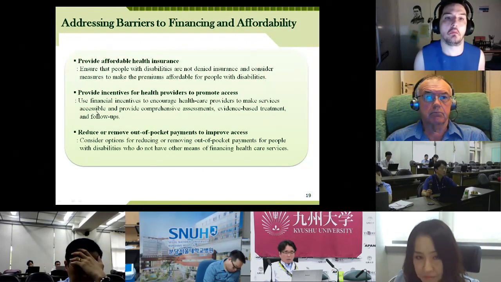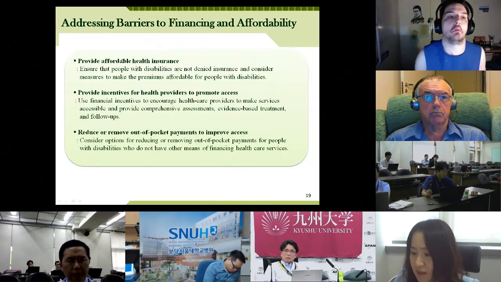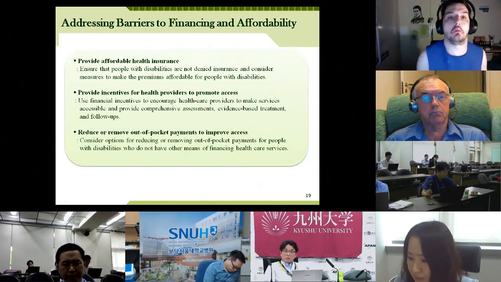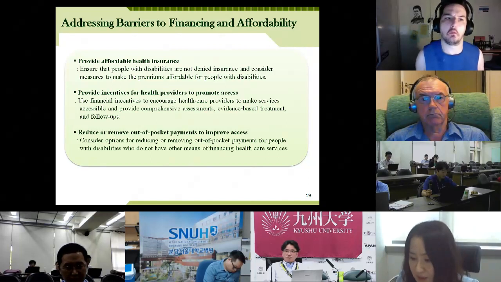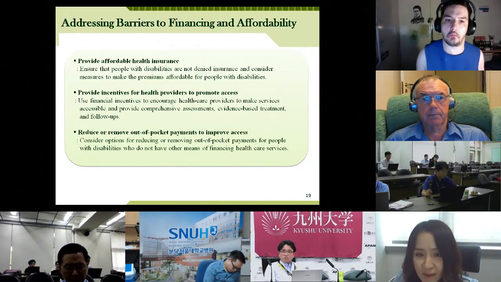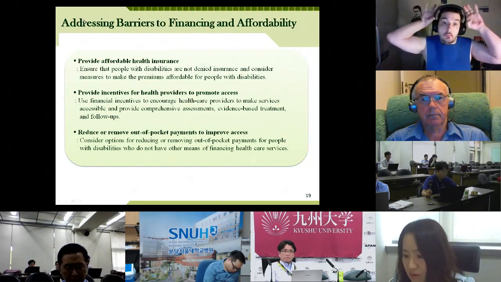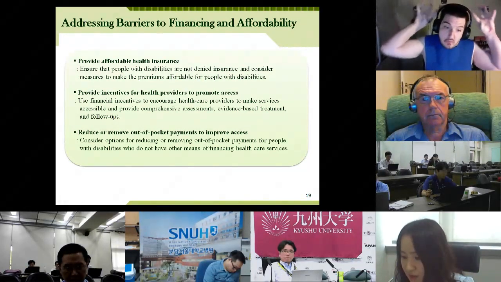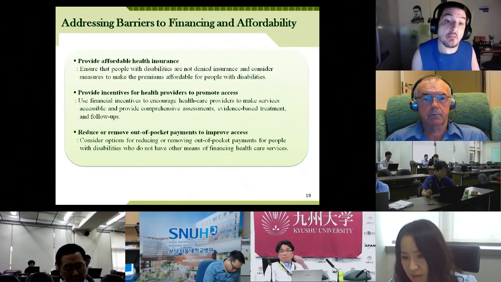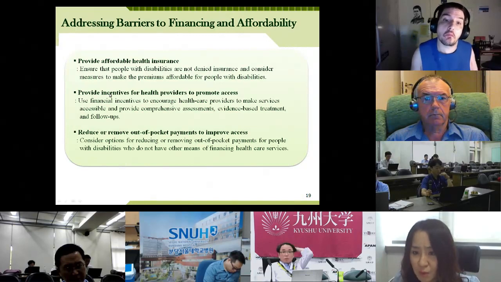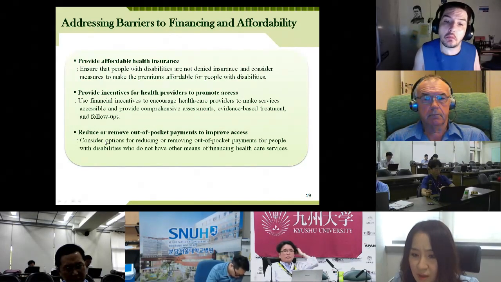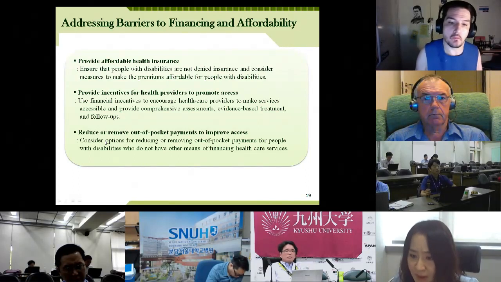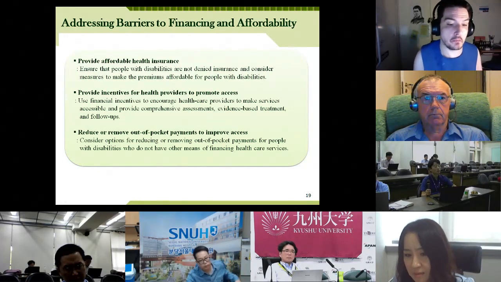Second, the governments can remove barriers to financing and affordability. It is needed to provide affordable health insurance and financial incentives for health providers to promote access, and to reduce out-of-pocket payments to improve access.